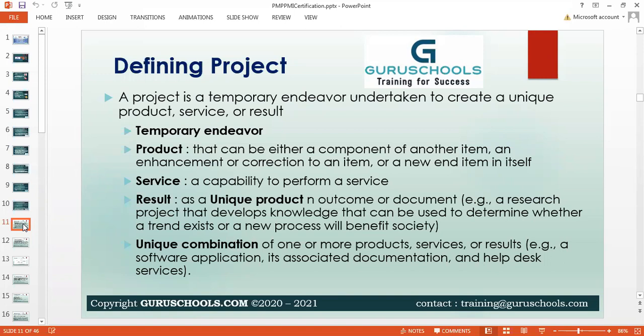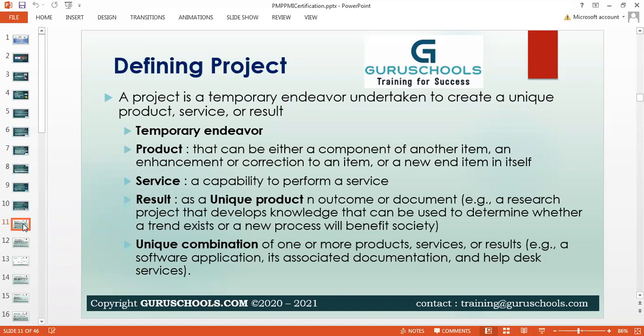Very small, simple definition: a project is a temporary endeavor. Let's try to understand one by one. What is a temporary endeavor? It has a clearly defined start and finish. It's temporary. It can be extended if the finish is taking longer. It can be crashed. That's how they pronounce it. Crashing is what you can say, speeding up or expediting. That's what they mean. But overall, a project is a temporary endeavor.